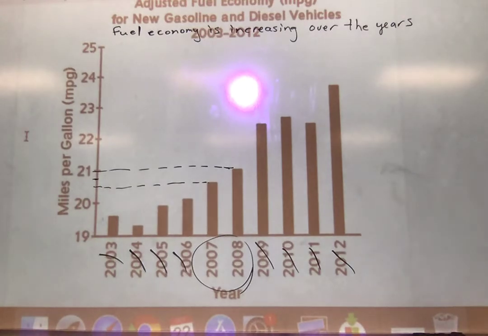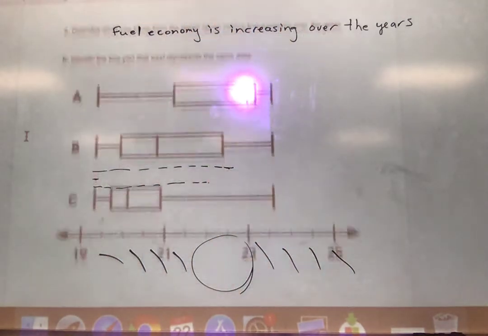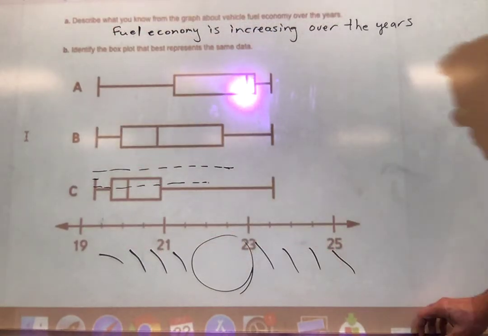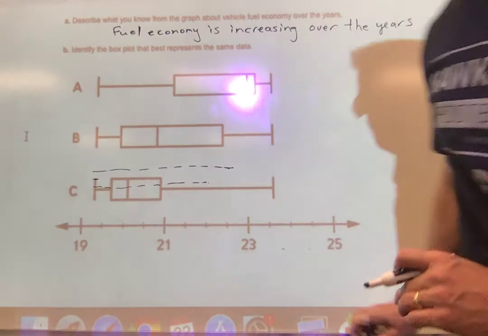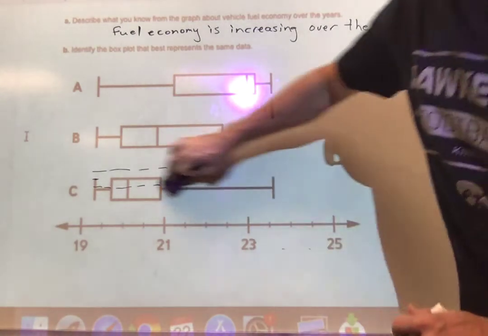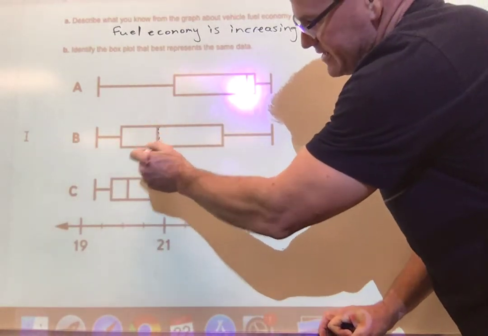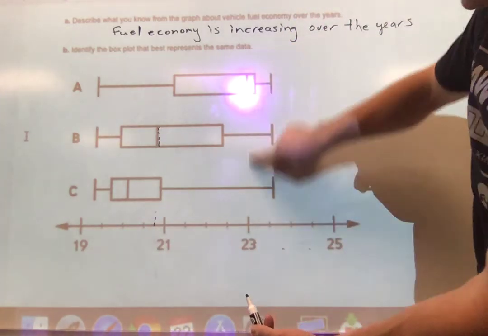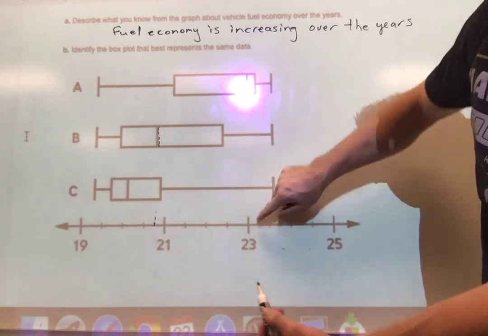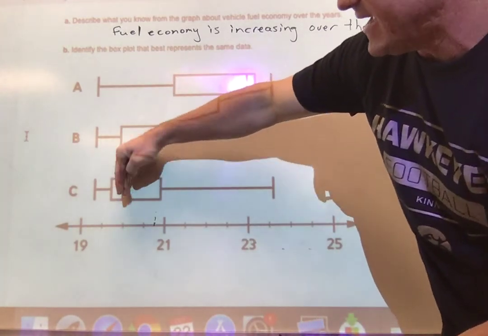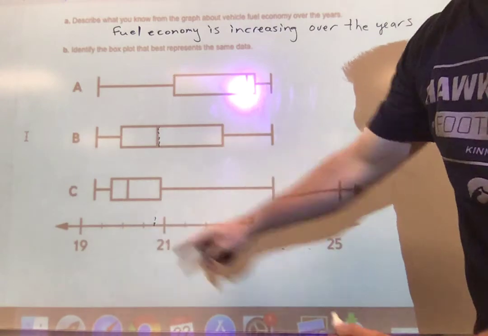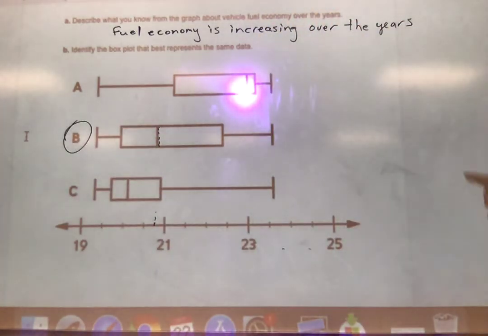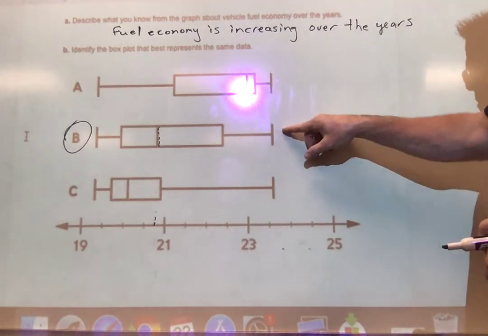So if I look back on my other graph, I'm looking for the one that has the median around 21 or a little under. And when I look right here on graph B, I can see that this median is slightly under 21. This median here is about 23, and we know that wasn't the middle one. And this median's down here closer to 19, a little bit less. So using that data point, the median, that would tell me that this is the box plot that matches up with the data.